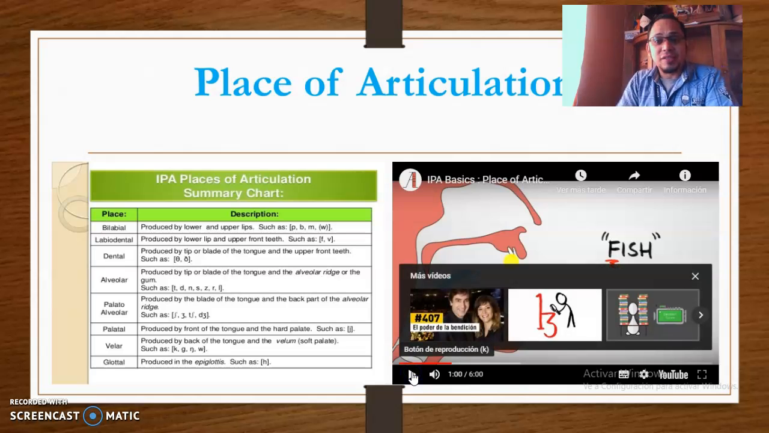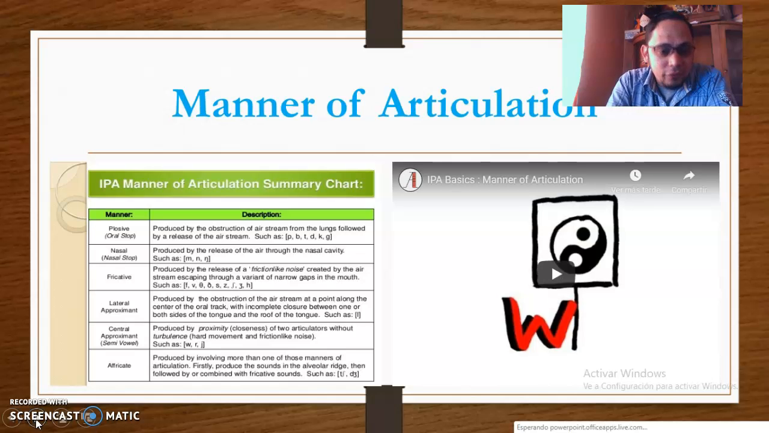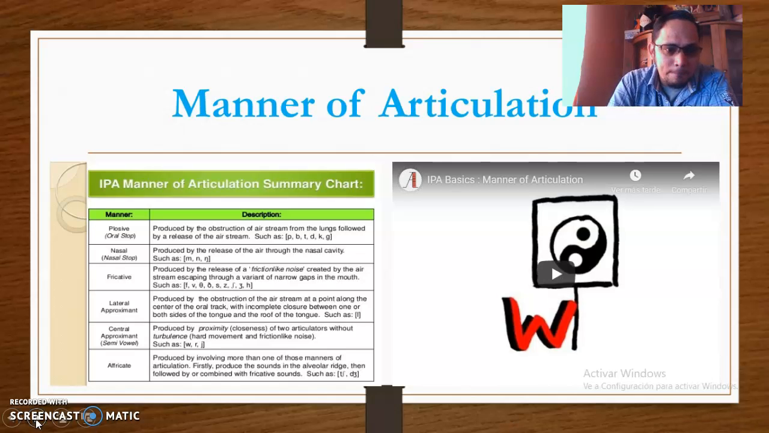Okay, the intention is that at the moment when you have the opportunity to check properly, they are going to give you the professional explanation about every single topic. Okay, so let's continue with our presentation at this moment. There we go, manner of articulation, plosive.